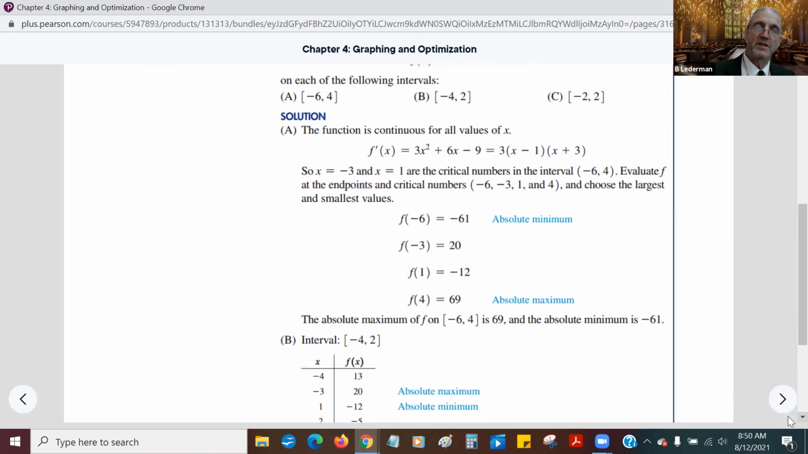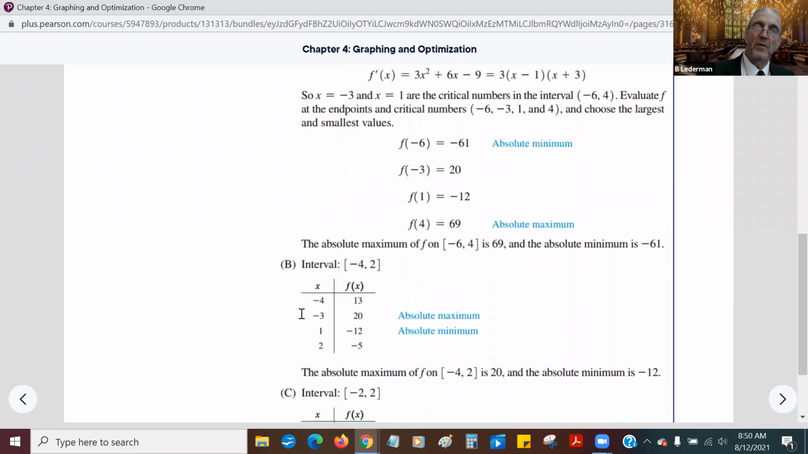For the other ones, it's the same idea. I'm always going to plug in -3 and +1, but I also plug in the endpoints, -4 and 2, and you see that 20 and -12 are my winners. 20 is the highest, -12 is the lowest.